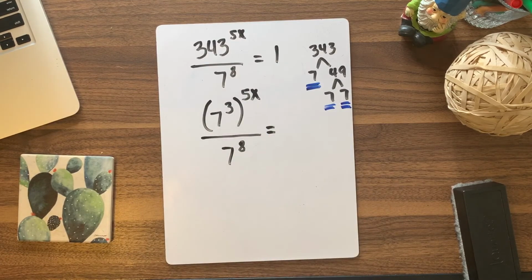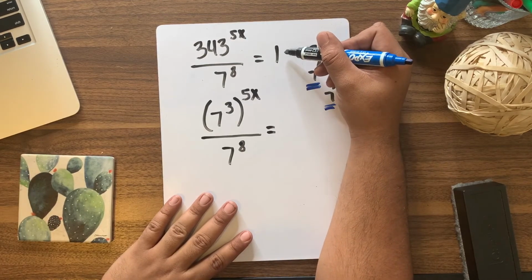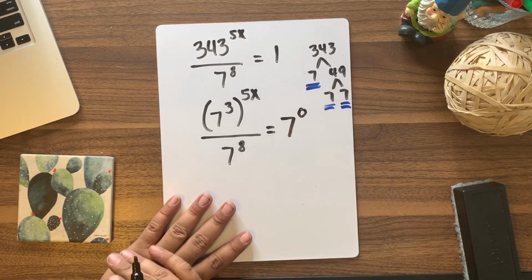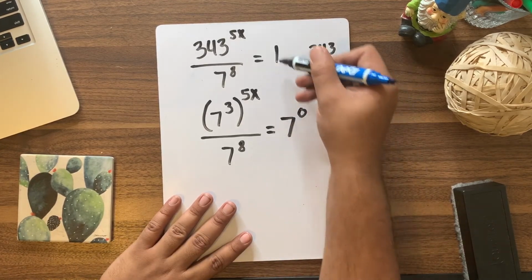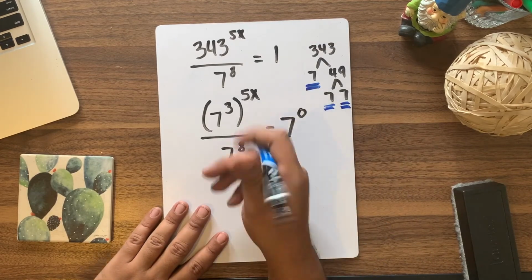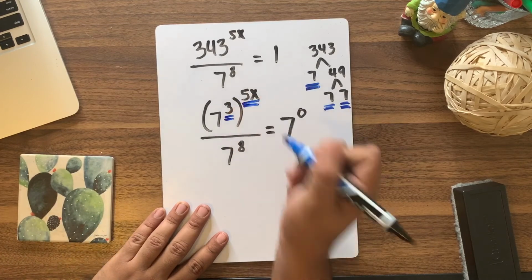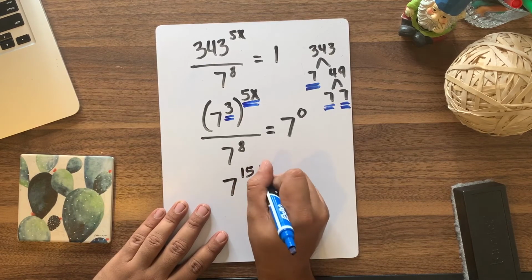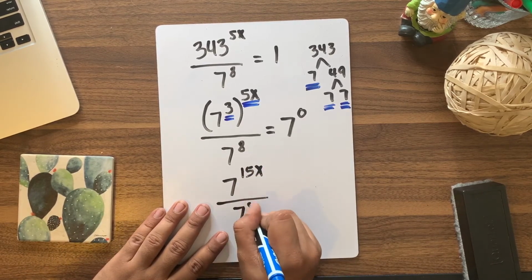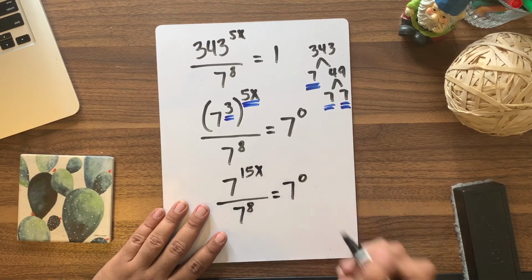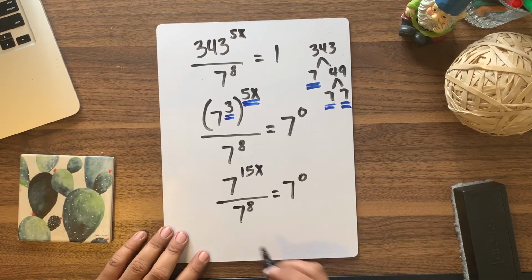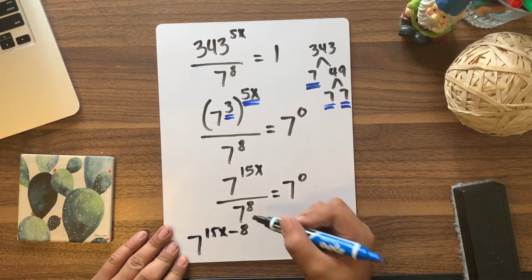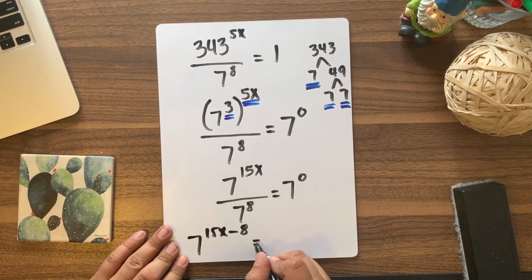Now, 1 needs to be the same base as 7. So the trick is to say 7 to the power of 0, because that is equivalent to 1. Now, this is a power, this is a power. Power to a power, multiply the powers, so that's 7 to the 15x over 7 to the 8 equals 7 to the 0, which is 7 to the 15x minus 8, because the 8 is in the bottom, it's going to divide, and it's going to be 7 to the 0.